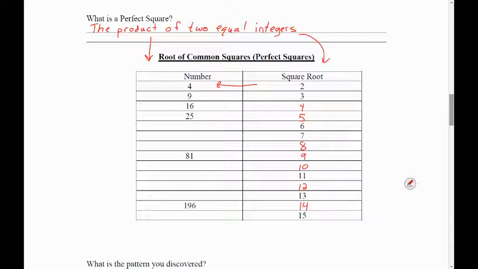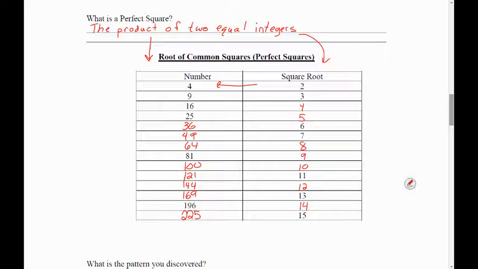So we're up here at number 6. So 6 times 6, or 6 squared, is 36. 7 squared would be 49. 8 squared is 64. 9 squared is 81, 10 squared is 100, 11 squared is 121, 12 squared is 144, 13 squared is 169, 14 squared is 196, and 15 squared is 225.